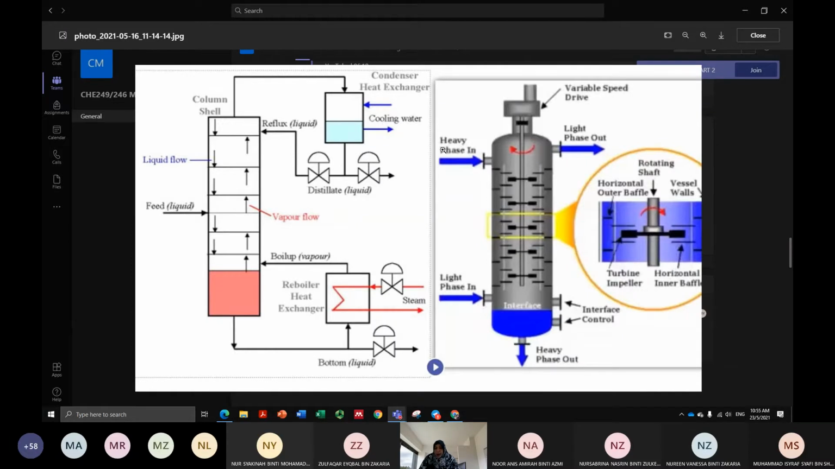Okay, so your heavy phase consists of your solute and the carrier. Solute will be attracted to your solvent and will be collected at your extract. Okay, and the carrier will be collected at the bottom of the column, which is considered as the heavy phase. So a good mixing must be provided in order to achieve a good separation process.